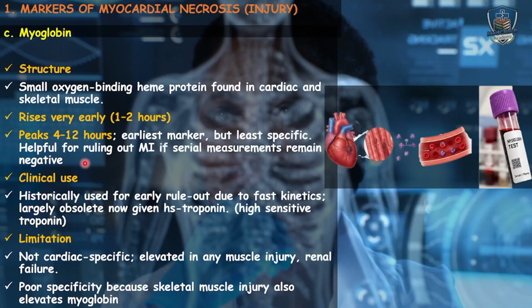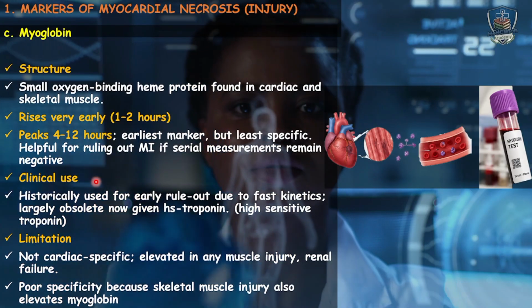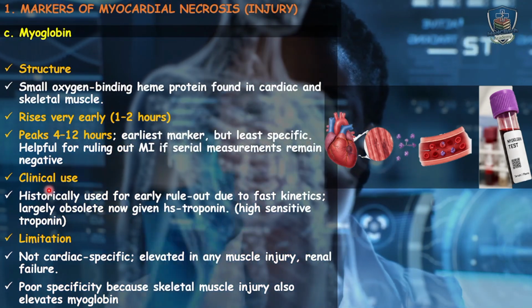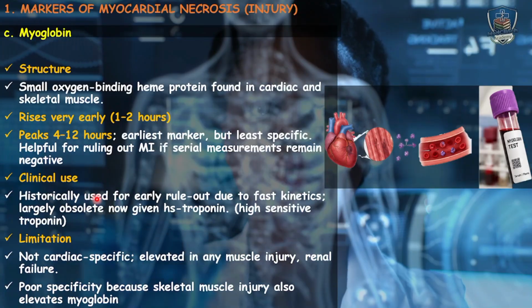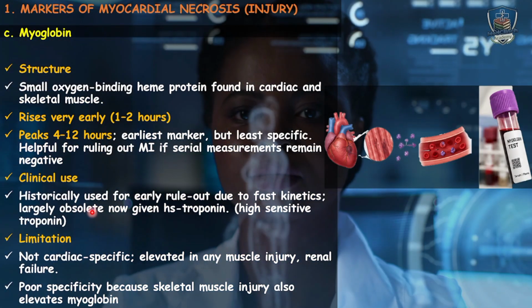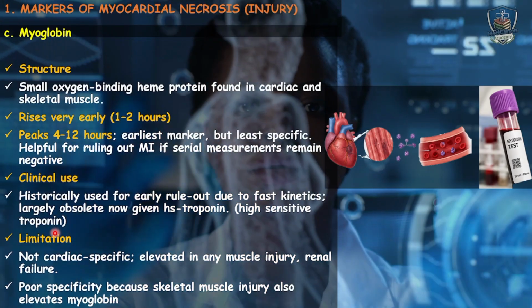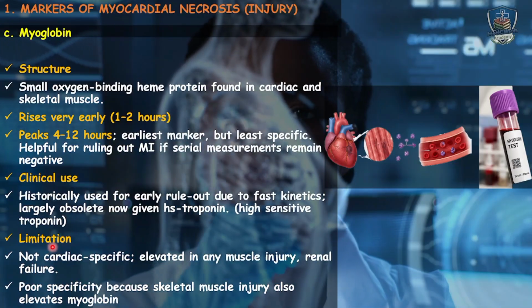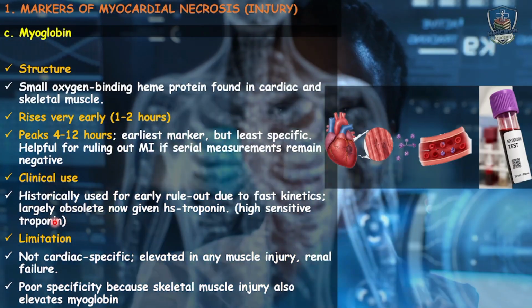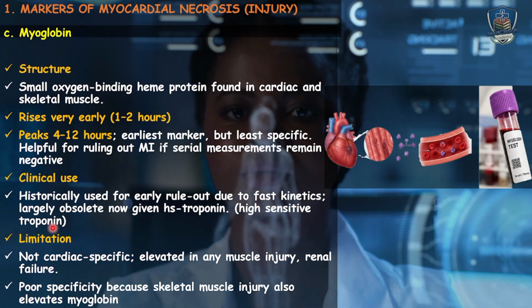Why? Because it can also rise when there's injury to other muscles. So it's helpful for ruling out MI if serial measurements remain negative. In terms of clinical use, historically it was used for early rule out due to fast kinetics, but it's largely obsolete now given high sensitivity troponin. So nowadays, because of troponin, we don't use myoglobin that much. But it can be used when you want to rule out MI.